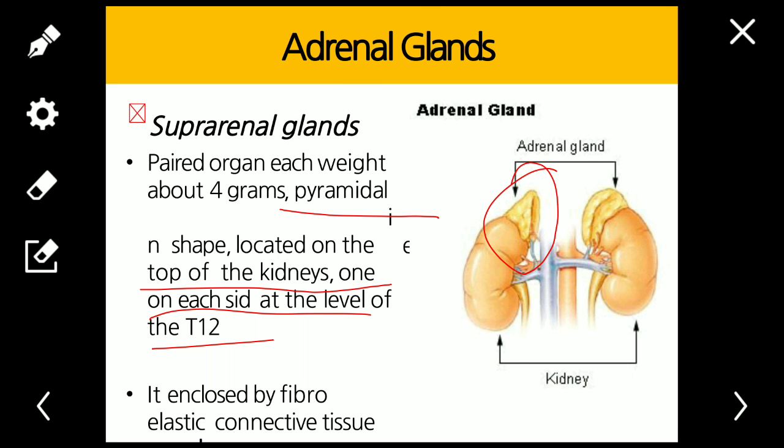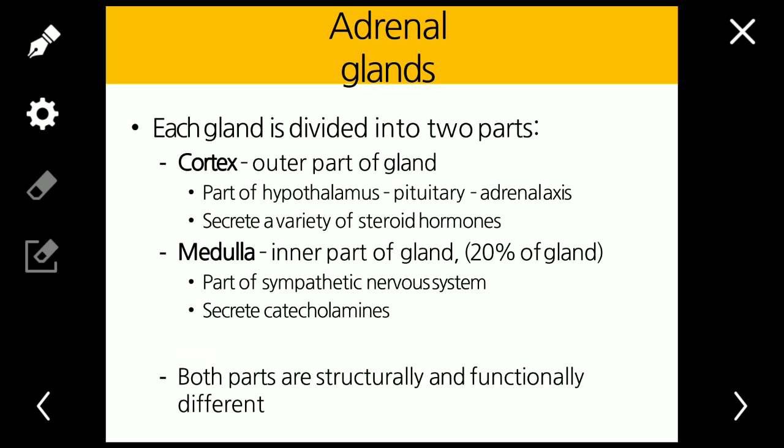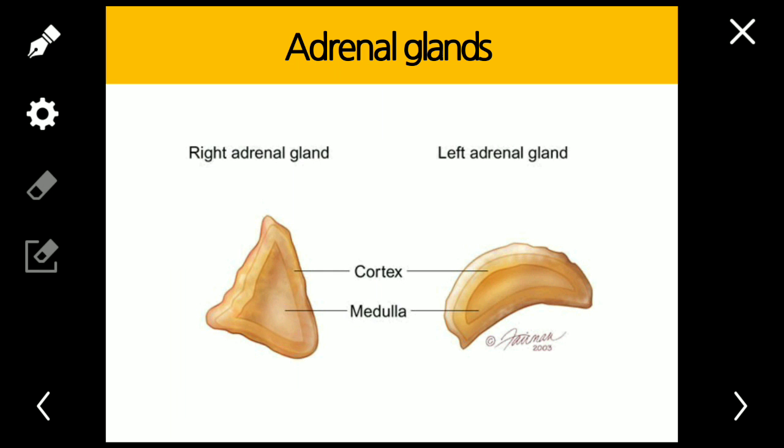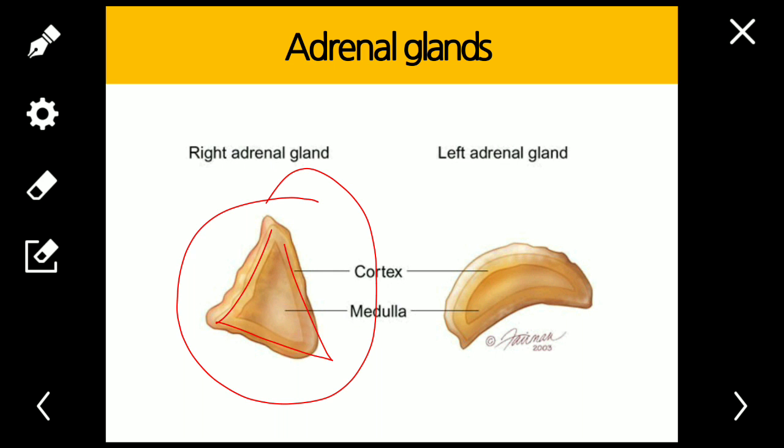So these are the two adrenal glands or suprarenal glands, and they are divided histologically into two parts. One is called the cortex, another is the medulla. Cortex is the outer part of the gland, part of the hypothalamo-pituitary adrenal axis, and secretes a variety of steroid hormones. And medulla is the inner part of the gland, part of the sympathetic nervous system, and secretes catecholamines. Both parts are structurally and functionally different. So this is the right adrenal gland, little different in size and shape. This is the left adrenal gland.